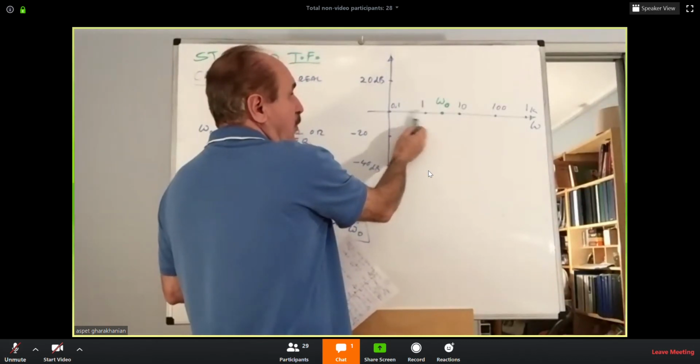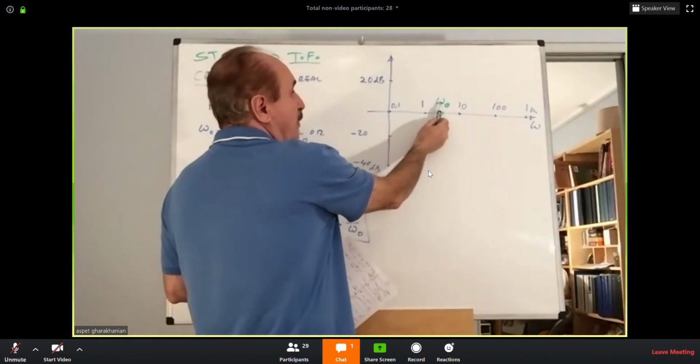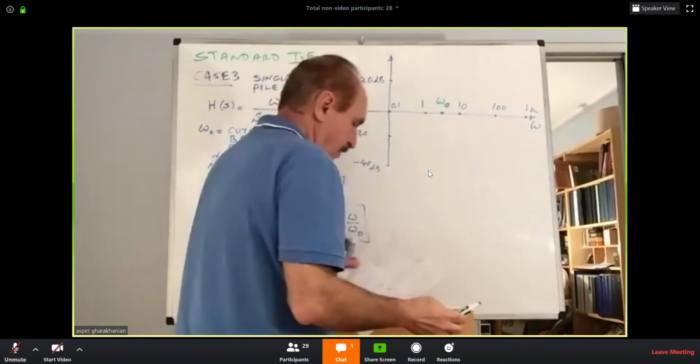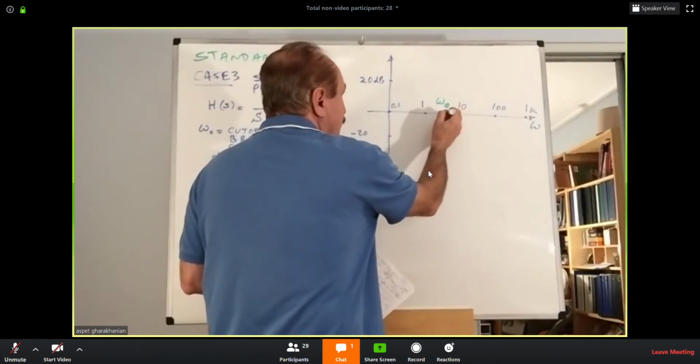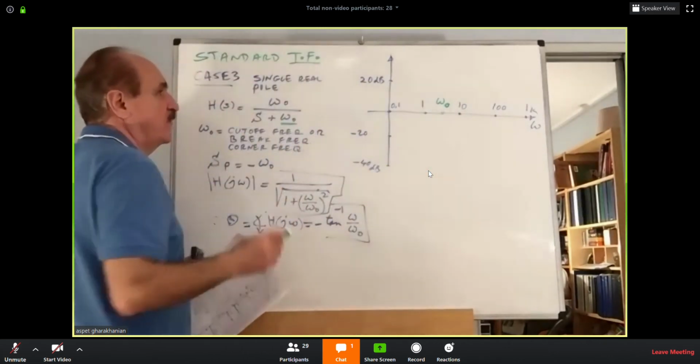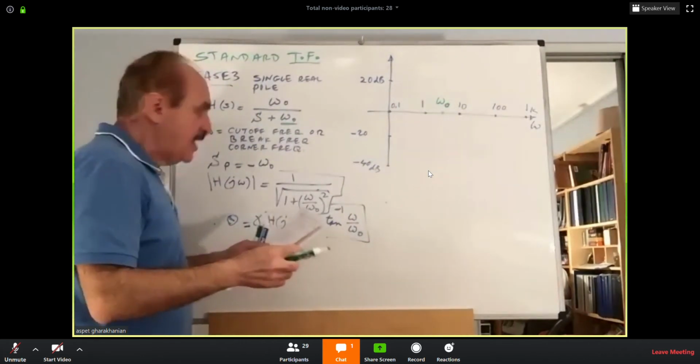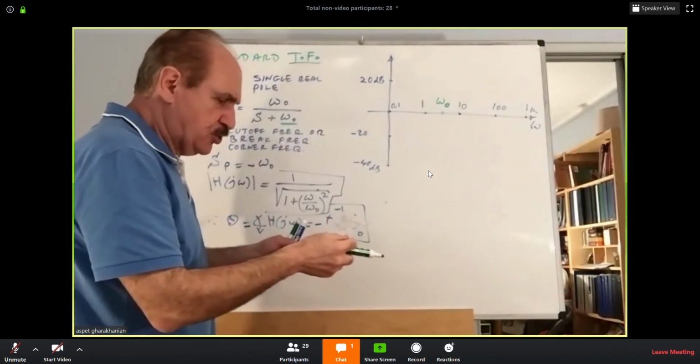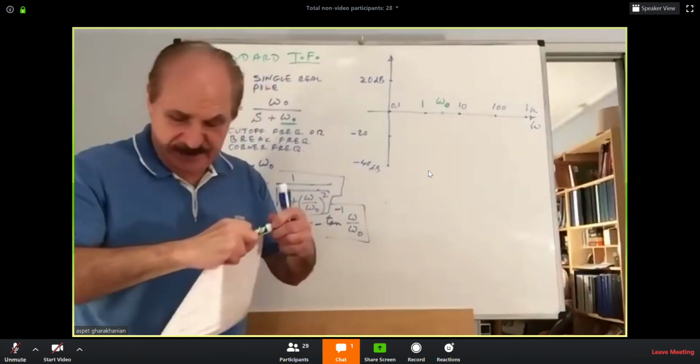Here, in the lower scale, it will be omega O over 10. So first mark that point from what you see. Next thing is draw a horizontal line.